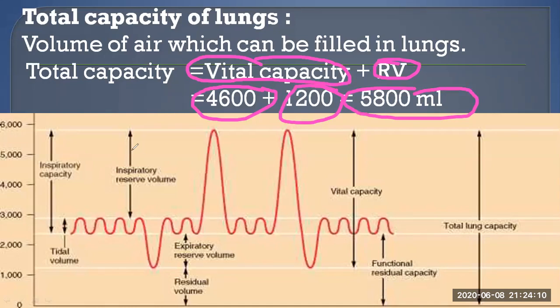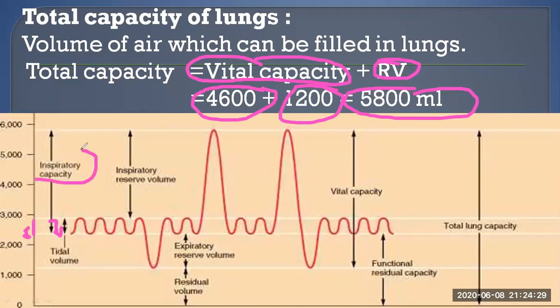Now we will see the spirogram and try to understand it. First of all, they have given the value, and this shows the tidal volume. Tidal volume, you know very well, is 500 ml. So from here to here, it is 500 ml.